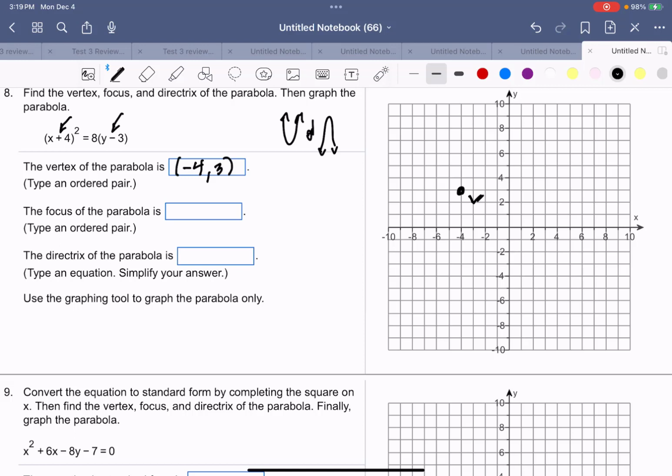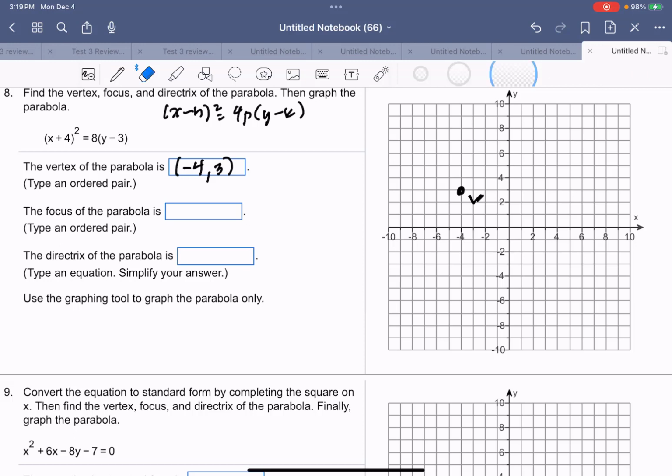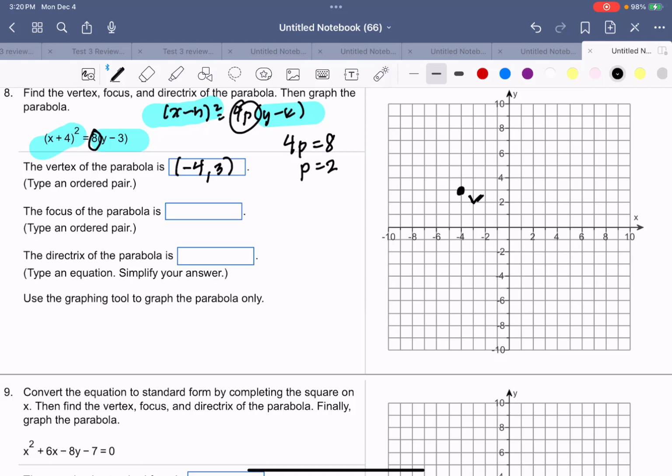And then I have to find my p-value so I can find the focus. So remember, the format is x minus h squared equals 4p times y minus k. And so we have the x minus h squared over here, and we have the y minus 3 here. So all we need to do is take 8 and set it equal to 4p. So 4p is equal to 8 and p is equal to 2. So that means I'm going to go up 2 from the vertex, and that's going to be my focus.